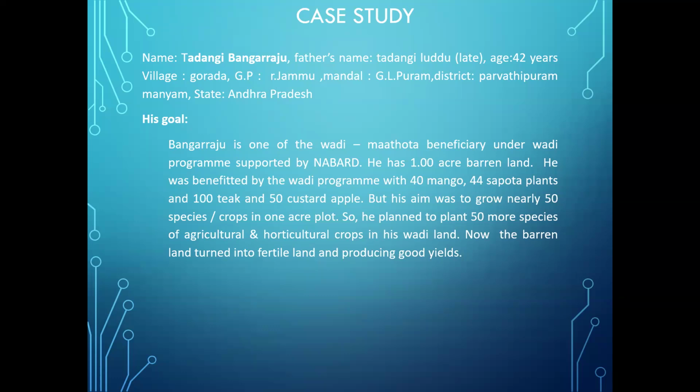He has 1 acre of barren land. He benefited from the Wadi program with 40 mango, 44 sapota plants, 100 teak plants and 50 custard apple. But his aim was to grow nearly 50 types of crop species in 1 acre. So he planned to plant 50 more species of agricultural and horticultural crops in his land. Now the barren land has turned into fertile land and is producing good yields.